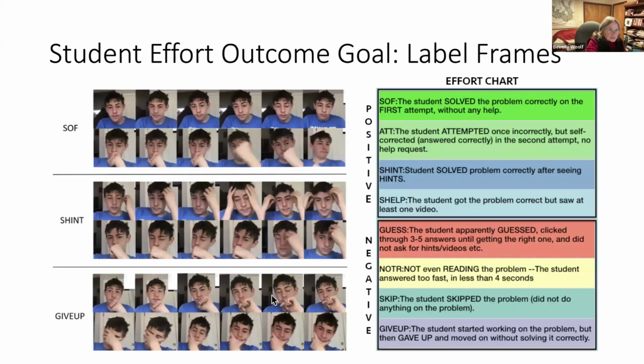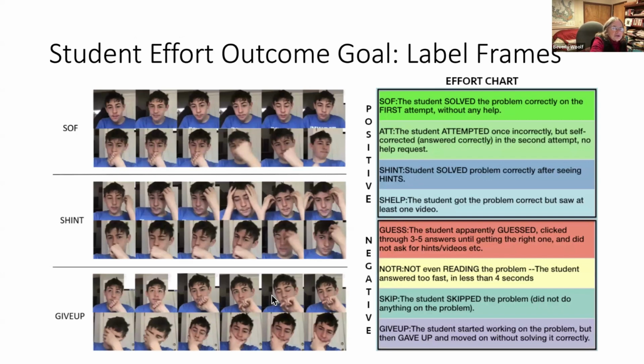Again, this is a real student. And at the top, he did SOF, which for us is solve on first. And that's good. And you see he's raising his hand. He's quite happy with what he did. The middle one, he's asking for a hint, and he's a little confused. I mean, you could tell that sort of. And in the last one, it's not clear, but he did give up.